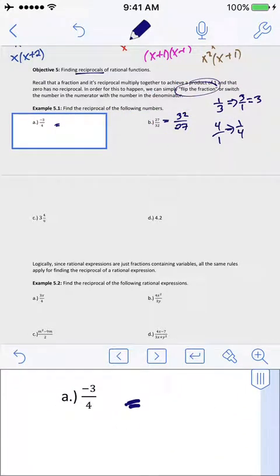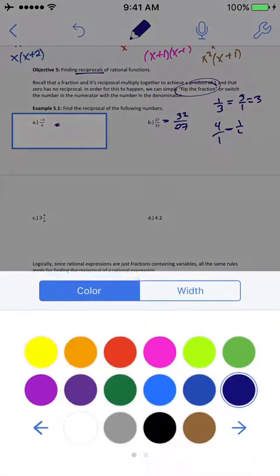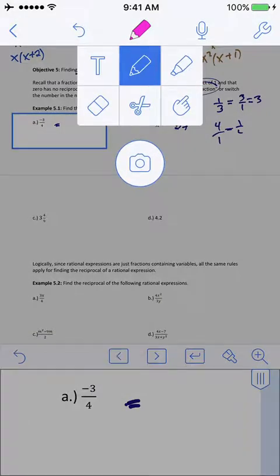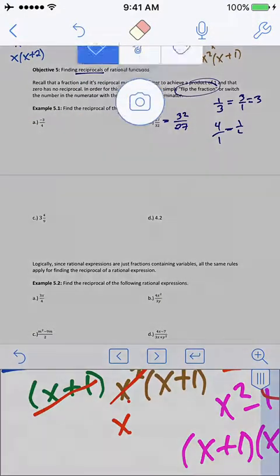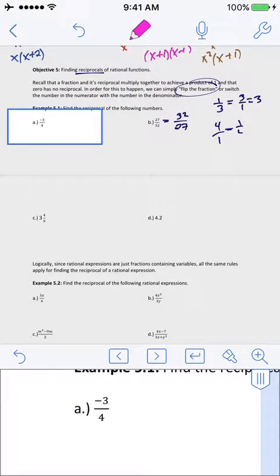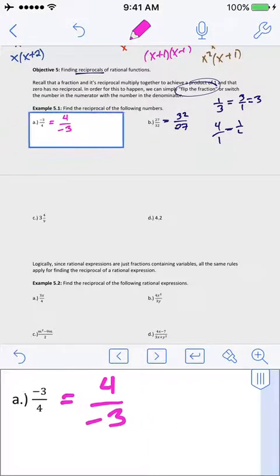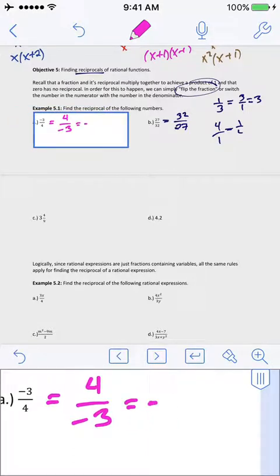However, with the negative, the only other thing you have to remember is, hold on, there we go, when you're trying to find the reciprocal here, by all means, you may flip, right? 4 over negative 3, but you don't really want to leave a negative in the bottom. So just pull it to the top, or even better, the outside, you get negative 4/3. Okay, so reciprocals don't change the sign. Reciprocals just change the fraction.